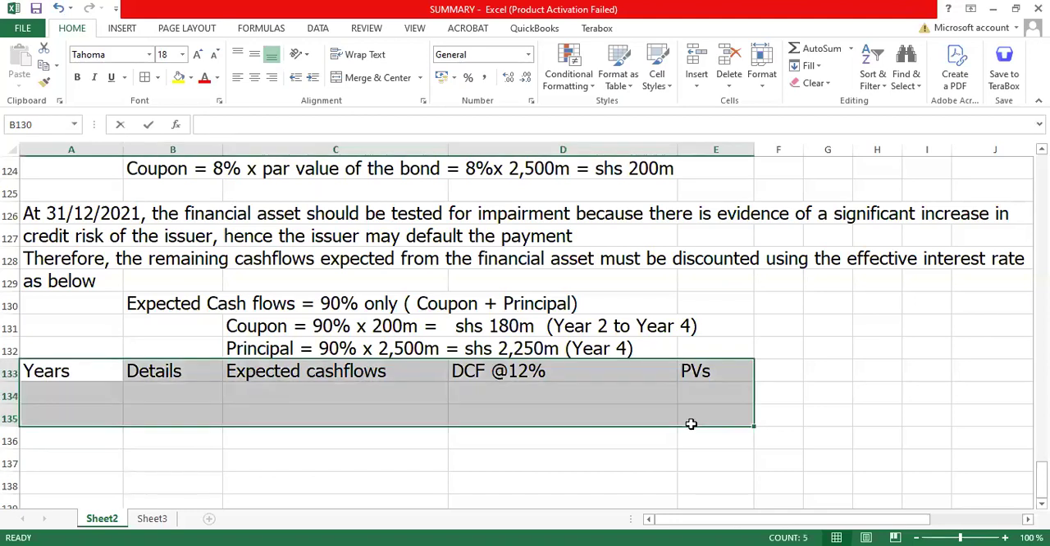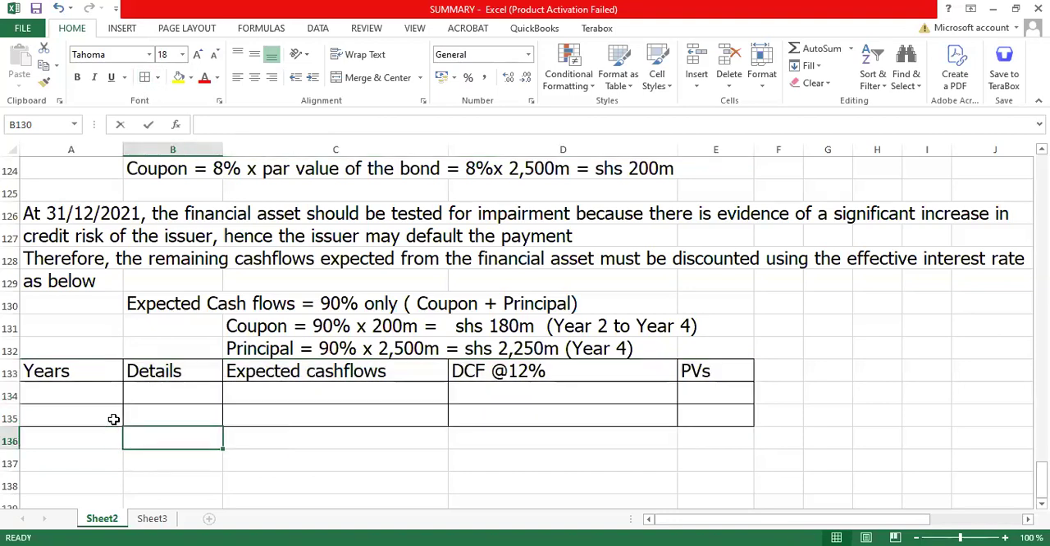So let's get our present values. Here you are going to discount your coupon, and you're also going to discount the principal.